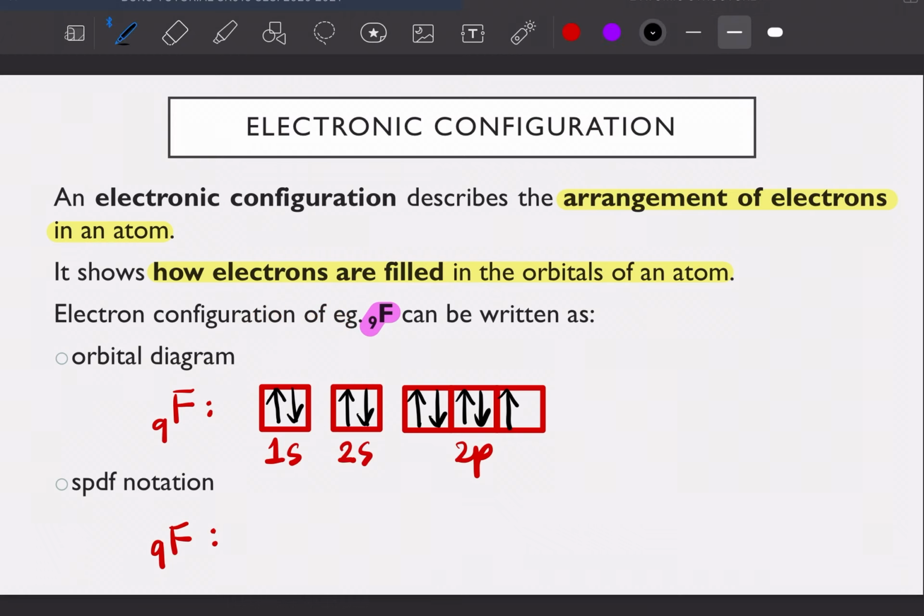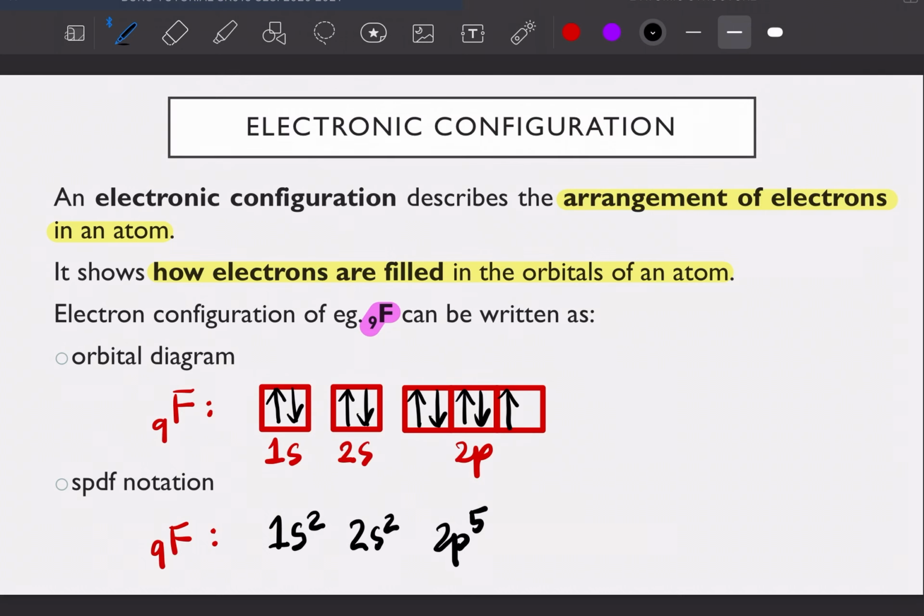Alright, so next we are going to write the SPDF notation for your fluorine atom. Since it has 9 electrons, you are just bringing down the number of electrons from the orbital diagram. So you will write 1s2, since it has 2 electrons, 2s2, and 2p5.